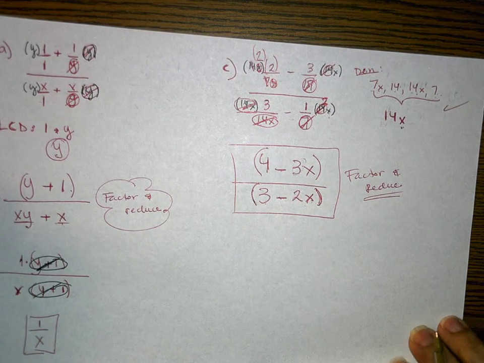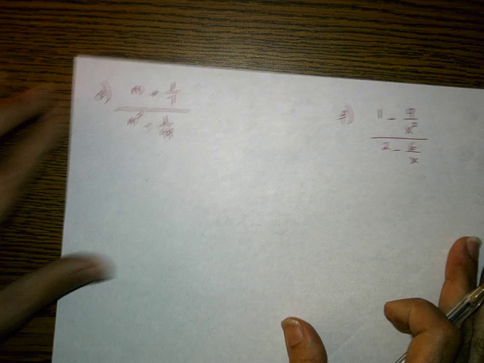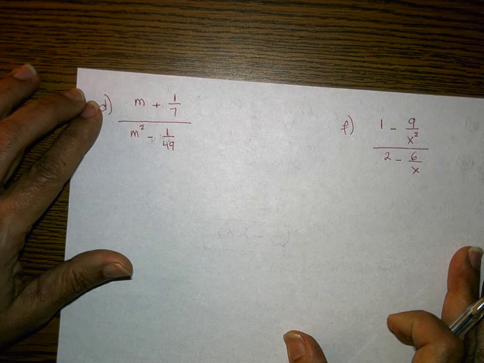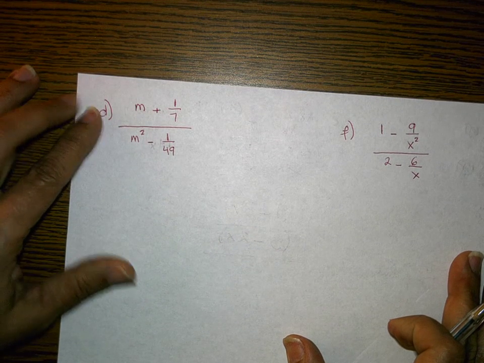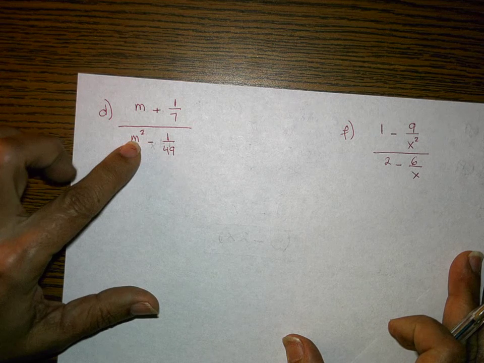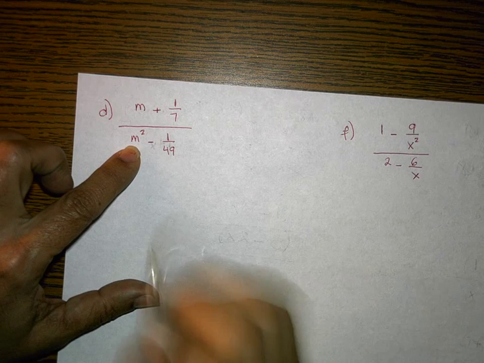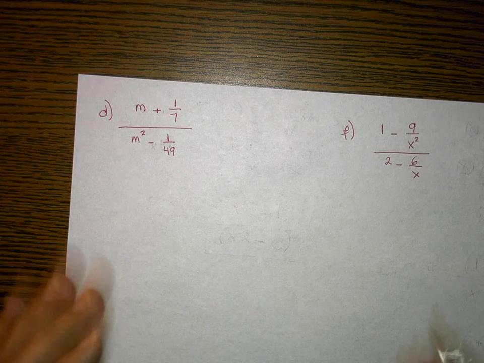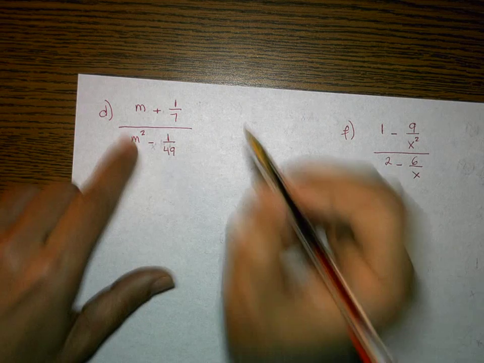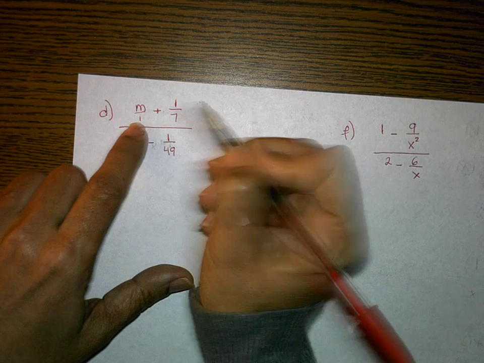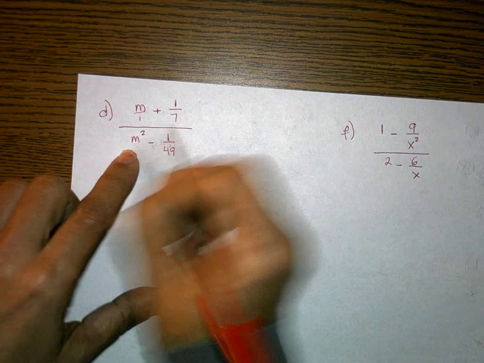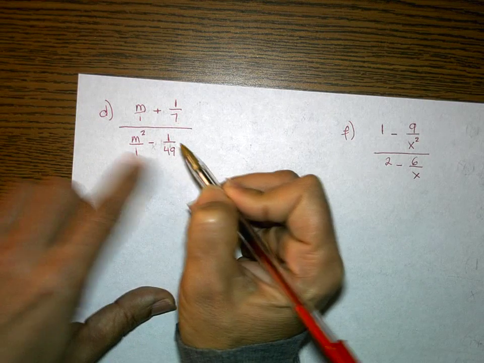All right? Let's try one more time to make sure we understand how to do this. I have letter D here. I could do this in a different way. There is a different way to solve this, and some students see it. But I am going to keep the same process so it makes it easy on everybody. I can see an m over 1. I can see a 7. I can see an m squared over 1 and a 49.